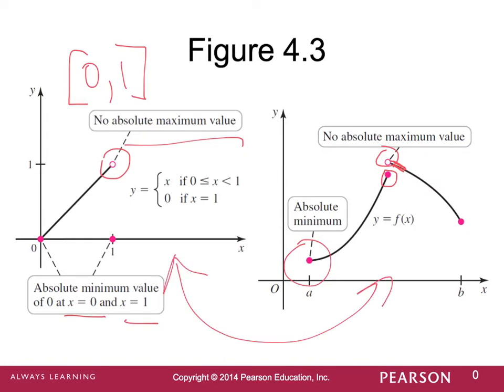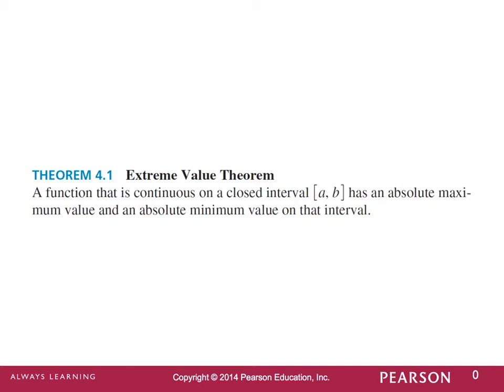Even though they're closed intervals, they have something in common in that there's a break, and we say that those functions are not continuous. This discontinuity is what's causing that disconnect with a closed interval, meaning there should be an absolute max and min. This then leads us into the extreme value theorem, and we often shorten this to the EVT, extreme value theorem. And it states that if we have a continuous function on a closed interval, it has an absolute maximum value and an absolute minimum value on that interval.